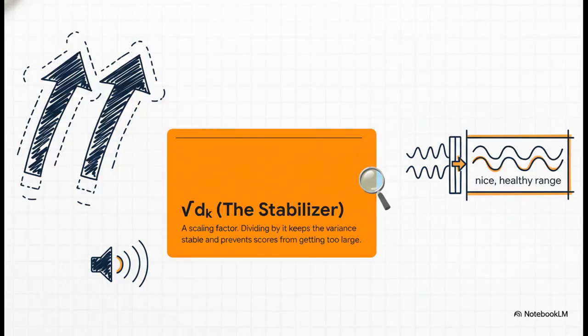Next up, we divide everything by the square root of d sub k. Think of this as a stabilizer, or maybe like a volume knob. As the vectors get longer, those dot product scores can sometimes get really huge, which can make the model unstable when it's training. So this little division just keeps all the numbers in a nice, healthy, manageable range. It's a small but crucial step.